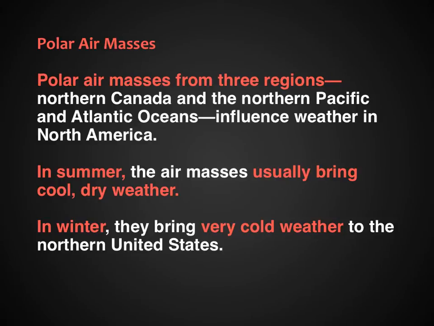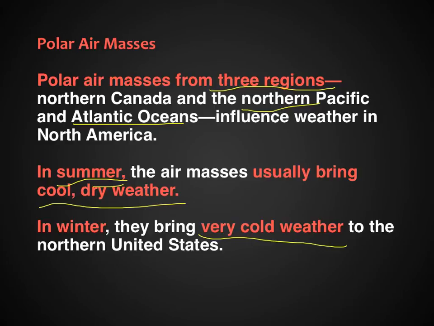The polar air masses are kind of the opposite of the tropical ones. Instead of being warm, they're cold. They form in 3 regions: northern Canada, the northern Pacific, and the northern Atlantic Oceans. In summer, we tend to get a continental polar air mass, which will bring cool, dry weather. In winter, we get very, very cold weather. A lot of this weather we've been having now, when it hasn't been snowing, although some of our snow has been lake effect, is from this cold weather. We've been getting lots and lots of very frigid air because we're getting the polar air, usually a continental polar air mass coming down from northern Canada.